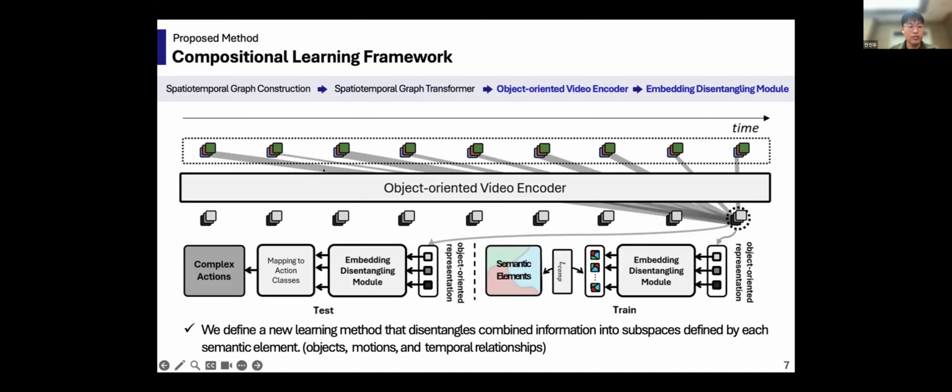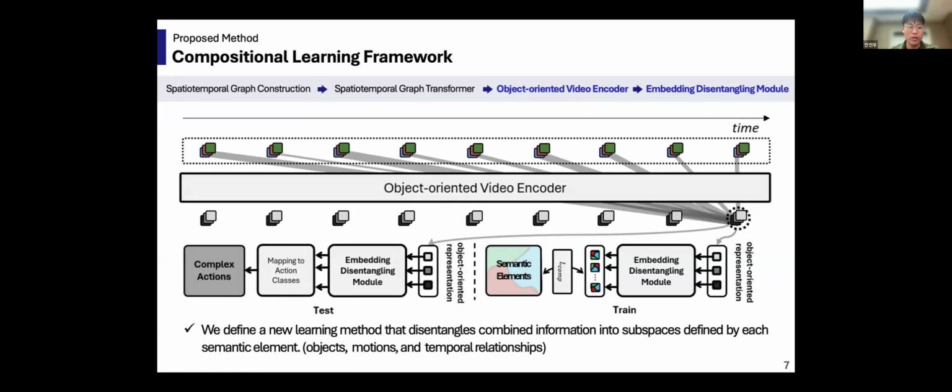Next, to learn object-level action representation, we group the output tokens of the spatiotemporal graph transformer with object indices in the object-oriented video encoder. And to make these tokens correspond to each object over time, we apply the causal mask of self-attention to this encoder. So the actual output of this encoder is object-centric, object-specific representations encoded with its temporal movements.